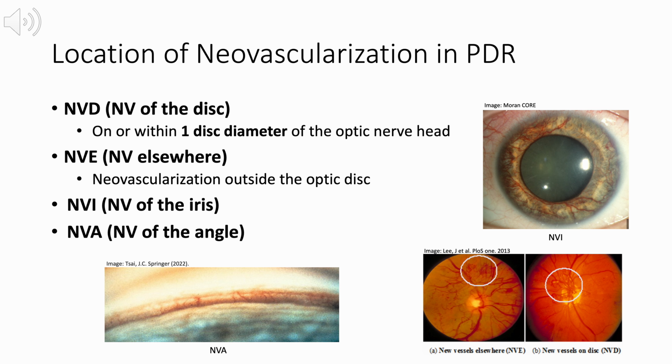The bottom left image, labeled NVA, is a gonioscopic view of the drainage angle, showing new vessels crossing the structures of the angle. These are exam findings you should look for in every diabetic patient, as they are the hallmark of proliferative diabetic retinopathy.